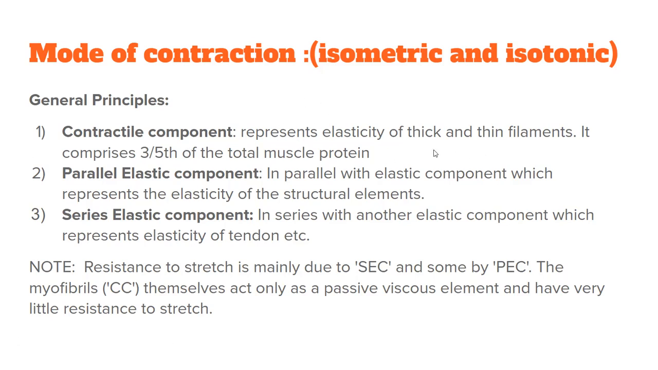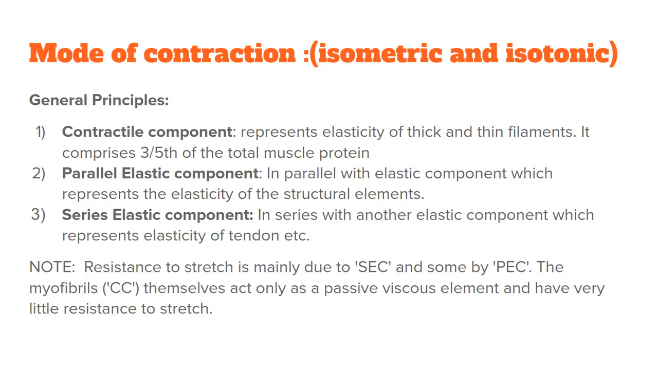It represents the elasticity of thick and thin filaments. Contractile, so the contractile proteins, which will be your actin, myosin, basically. Now, apart from the contractile component, we have something called an elastic component. There are two elastic components: one is parallel elastic component and the other is series elastic component. These are basically the elasticity produced by the supporting structures of the muscle. For example, your parallel elastic component will be your connective tissue sheath surrounding the myofibrils.